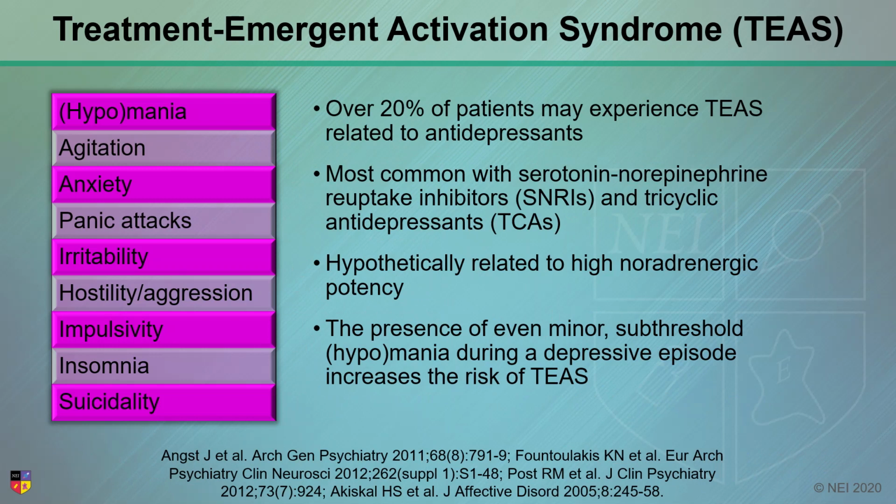So over 20% of patients may experience treatment emergent activation syndrome on these medications. It's most common with the SNRIs and the tricyclics. And what do the SNRIs and the tricyclics have in common? They have a really heavy norepinephrine agonist behavior and reuptake inhibition behavior. So you're giving someone that has a propensity to mania, you're kind of pounding them with stimulants, and that's what's going to trigger that. It's hypothetically related to high noradrenergic potency.